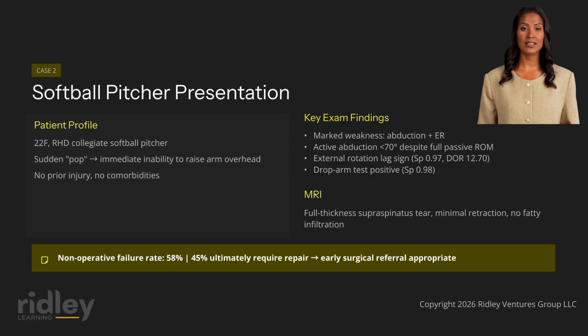The acute traumatic nature of the tear in a young, high-demand athlete with otherwise healthy tendon tissue supports early surgical referral, as non-operative management of traumatic full-thickness tears in this population is associated with a 58% treatment failure rate, with 45% ultimately requiring surgical repair.